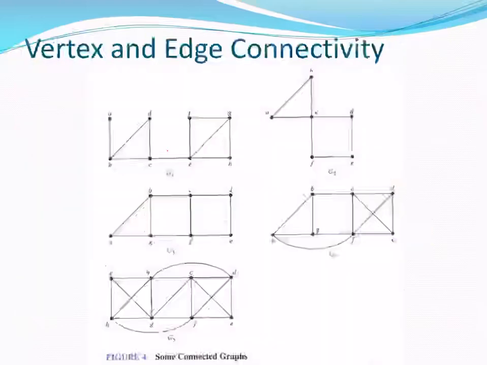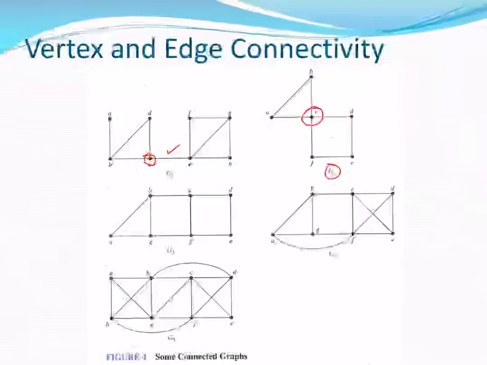Let's take a look at some examples. Graph G1 has both a cut edge, or a bridge, and also a cut vertex. So a cut edge is a bridge and a cut vertex will also disconnect this graph. G2 has no bridge or cut edge, but it does have a cut vertex. If I remove C, then I'll have disconnected components.